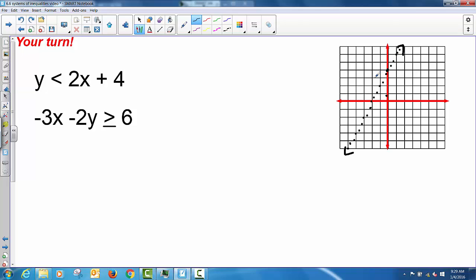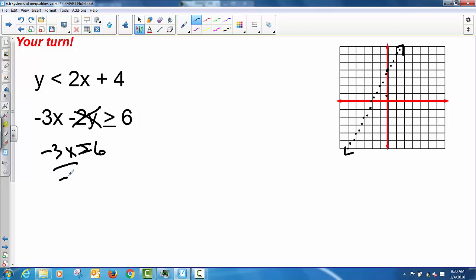Alright, so now our second one over here, we've got to make it into either slope-intercept form, or we can do the x and y-intercept. Let's do the x and y-intercept. If I let the y equal 0, that'll leave me with negative 3x is equal to 6.